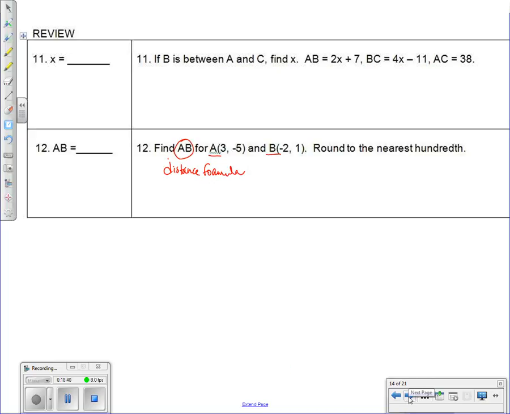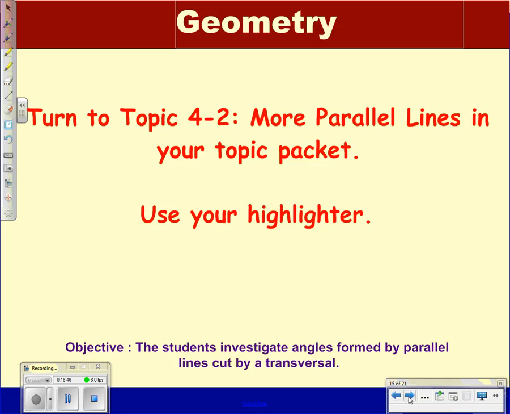Okay, so now you should be able to complete your assignment 4-1. Some of you may have already completed as we went along. Let's look at today's topic. I want you to turn to topic 4-2. You're going to use your highlighter some more, so make sure you keep it out. And we are doing more parallel lines. Basically, we're doing what we learned yesterday and then how can we apply it.